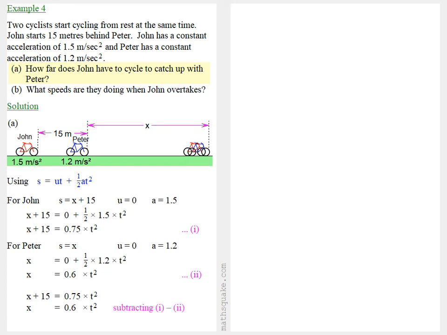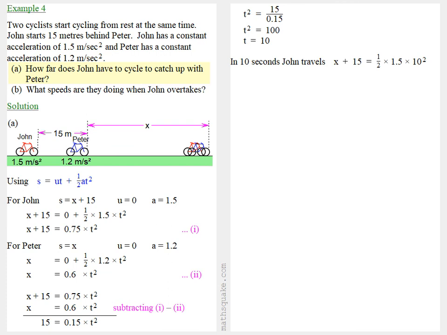Now if we subtract one from the other, we get 15 equals 0.15 t squared. So t squared is 15 over 0.15, which is 100, and t is the square root of that, which is 10. So in 10 seconds, John travels x plus 15, which is equal to a half times 1.5 times 10 squared, which is 75. So John travels 75 metres.